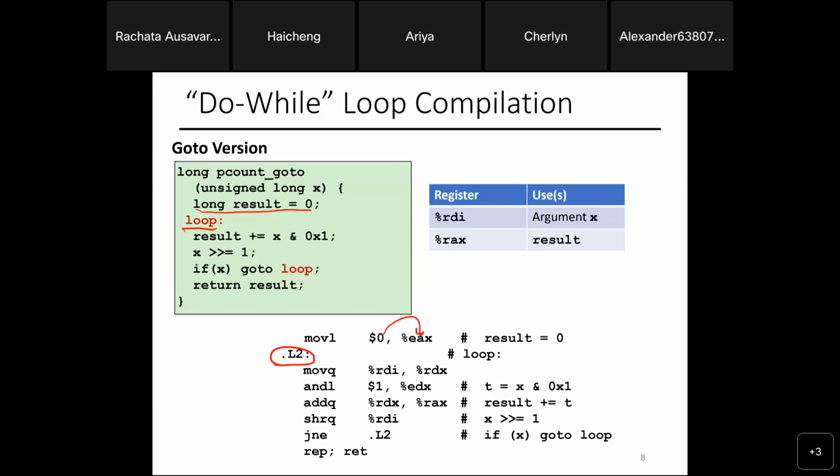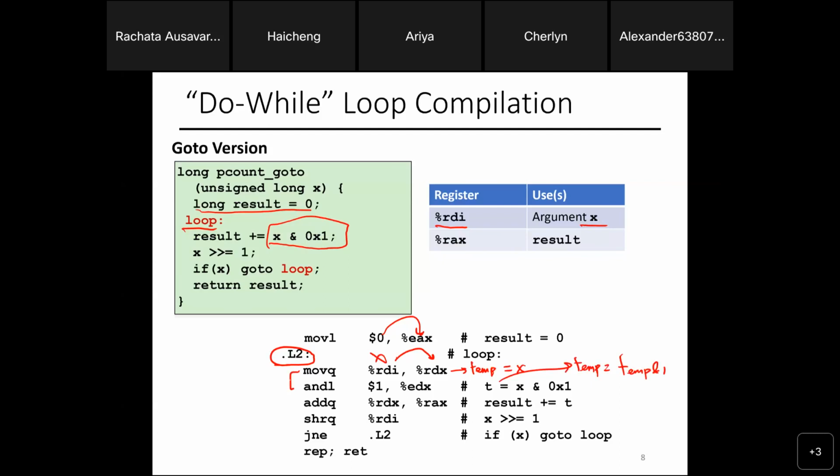Okay. Now, what's the next thing? The next thing is I know that RDI is the argument x, right? And you need to compute x and 1, and you add the result into the sum. So the first thing you do is, this is x, right? This is temp, basically temp equals x. Now the next line is temp equals temp and 1. I move x into some temp register and I AND that with 1.